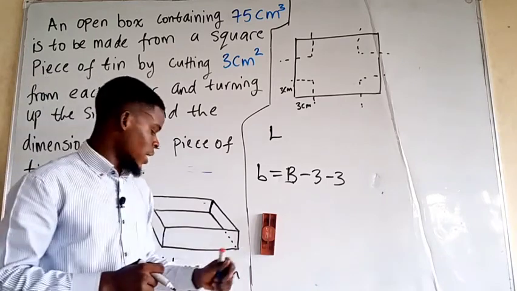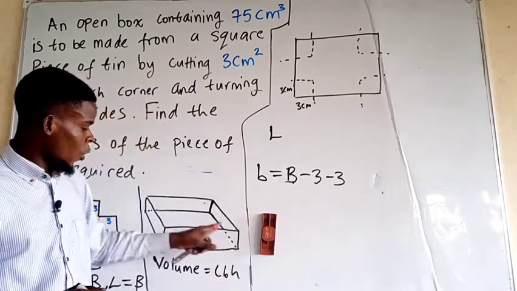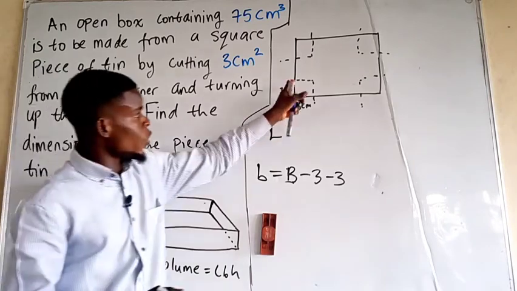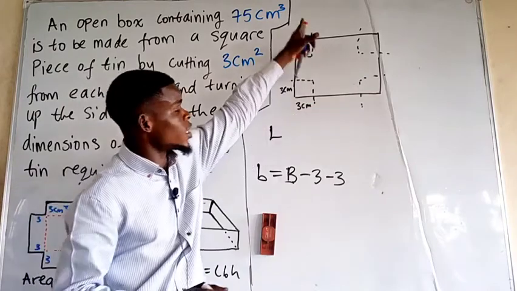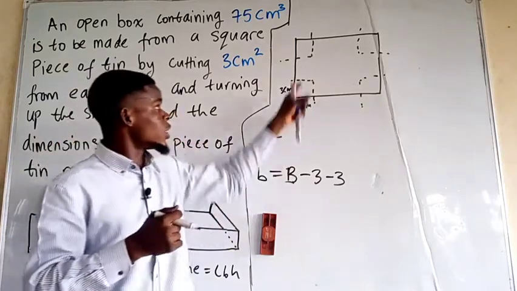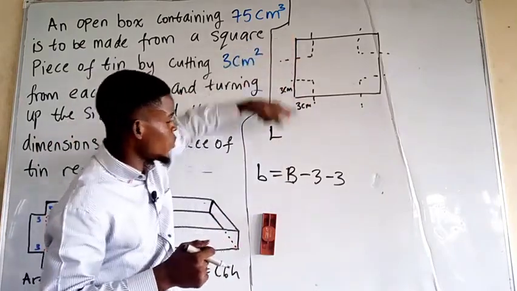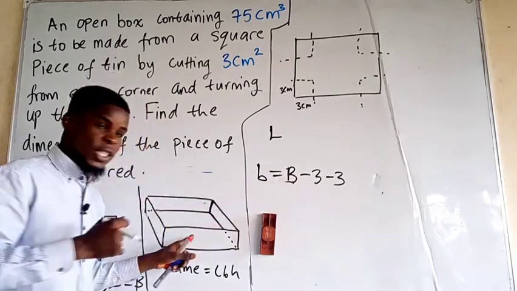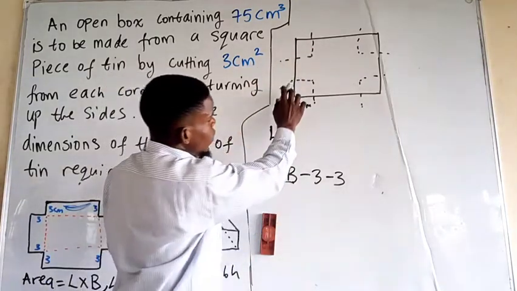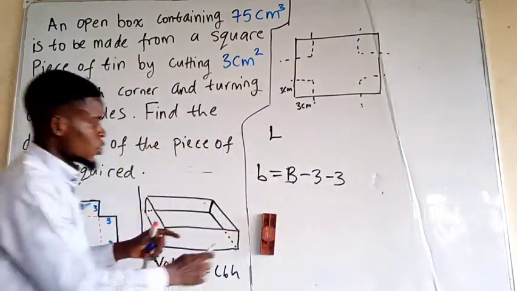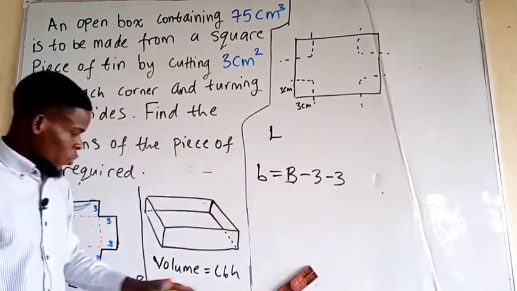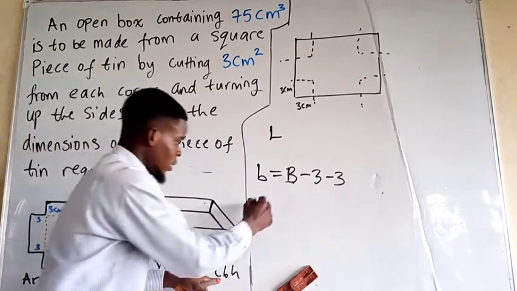So what we do here is that we say that this breadth of this box over here is gotten from when you cut this part 3 centimeters, cut 3 centimeters, and you fold the remaining up from the piece of tin. So the square piece of tin, which has its normal breadth to be capital B, then to get the breadth of this box, we take out 3 centimeters from here and 3 centimeters from here. You notice that when we turn this up, we are going to get this side. So that is the little b for the breadth of the box. And also we are going to use the same thing for the little l.